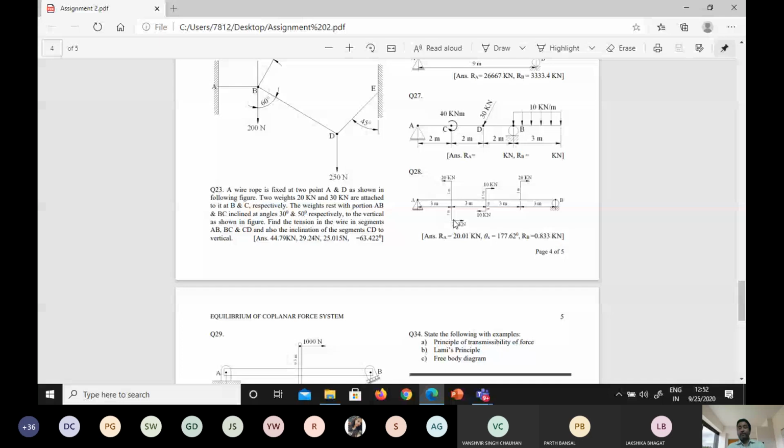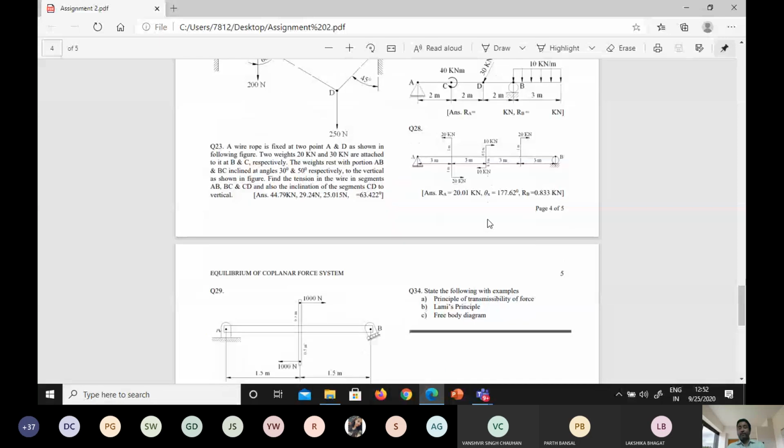See here also, this is 0.5, 0.5. So 10 into 0.5 plus 0.5, that will be 10 kilonewton meter. Fine. This is how you have to do this problem. So in all, 34 questions are there.